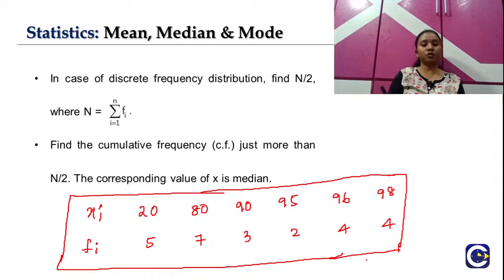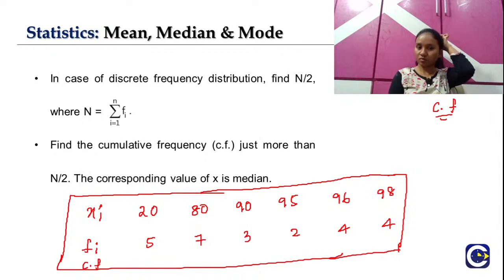So here the first thing we have to find is the cumulative frequency. You can form a separate table. I'm just writing it here, since I don't have the space on the board. Okay, I'll just write it here, cumulative frequency. So we have to find the cumulative frequency and the sum of all the frequencies so that we could find the median. So let's just find the cumulative frequency.